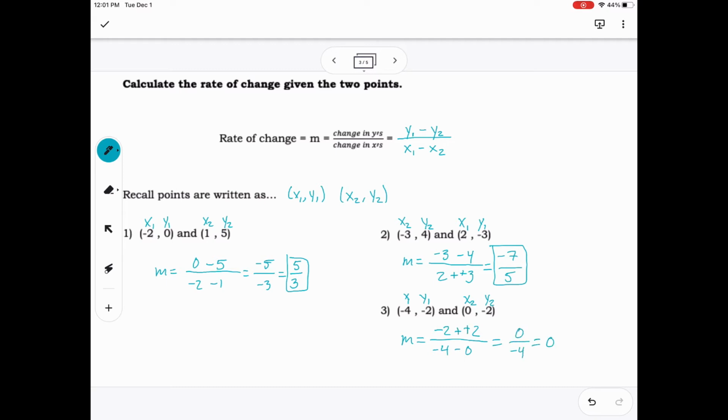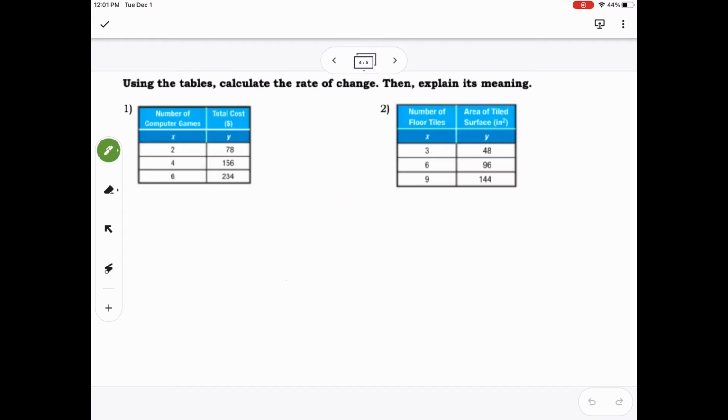Negative 2 plus 2 cancels out, gets you 0. So 0 divided by negative 4 is 0. Okay. Now I can do the same thing with the table, but sometimes there's meanings in them. Here you have to pull out certain points and call them whatever you want.